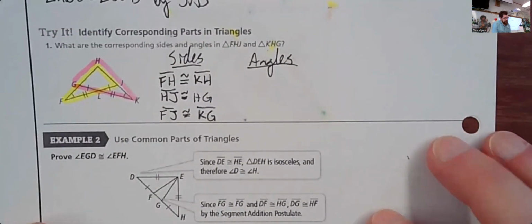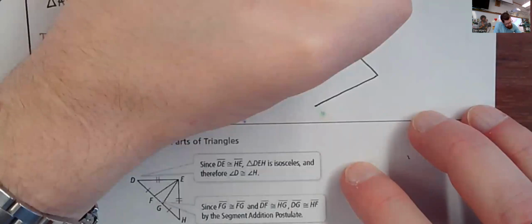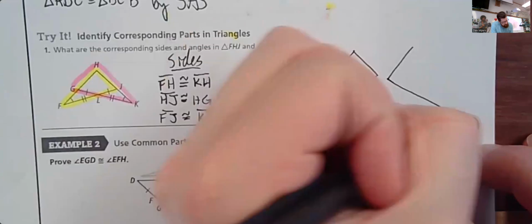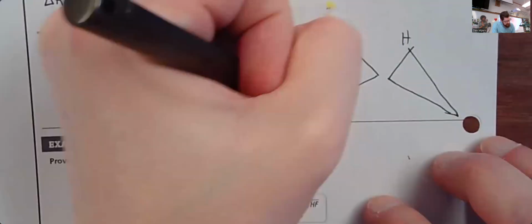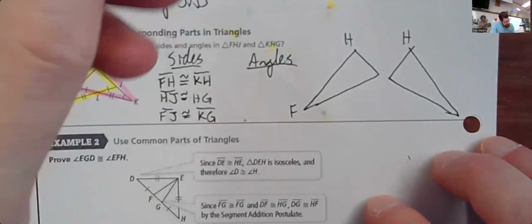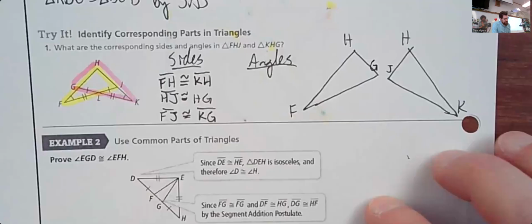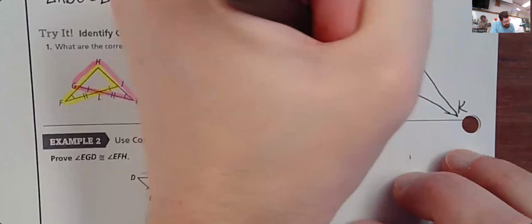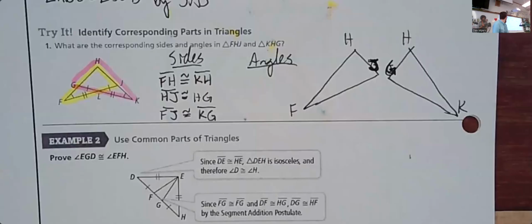Now, if it didn't give you this congruency statement, something that you could do is you could go ahead and draw them separately. So like over here, we could just draw these two triangles separate from one another, like that. And then H goes here, H goes here, F goes here, K goes here, J is here, and then G is there. Sorry, other way around. J is here, and G is here. And visually that way you can kind of see how things work with each other.